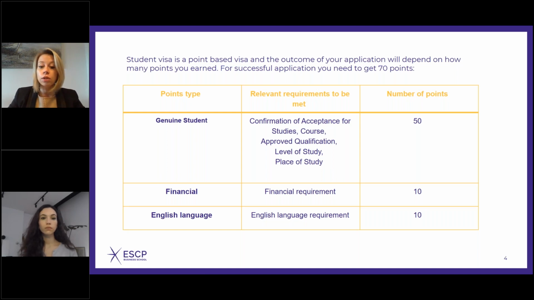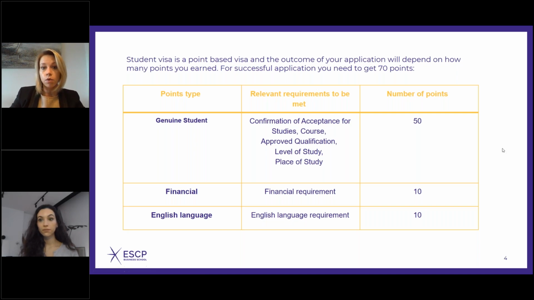You will also need to score 10 points to meet the financial requirements. To meet the financial requirement, you need to show a certain level of funds that you need to have in order to maintain yourself here in the UK. Another 10 points you will show by your knowledge of English. You need to prove that your knowledge of English is at a certain level, and this should be proven by one of the tests or one of the in-house tests that we're going to run, but we will talk about this later. So in total, you need to have 70 points. If you have less than 70, if one of the conditions is not met, unfortunately, the application will be unsuccessful.